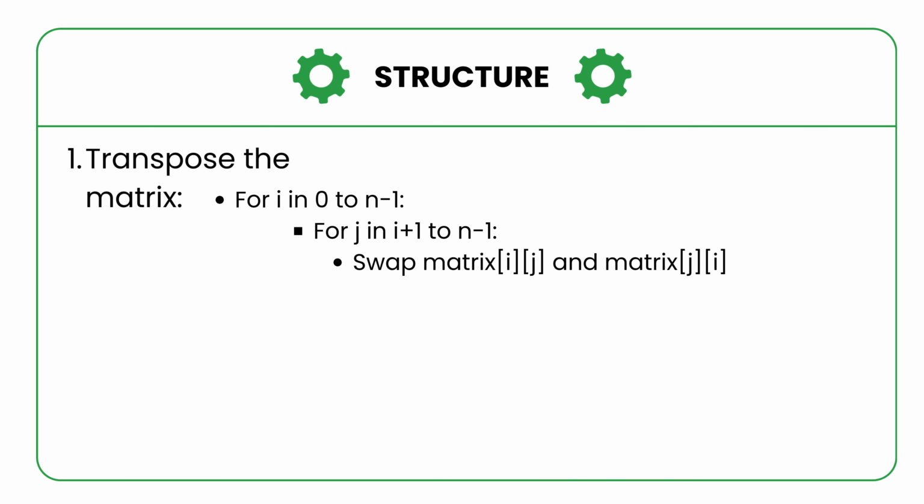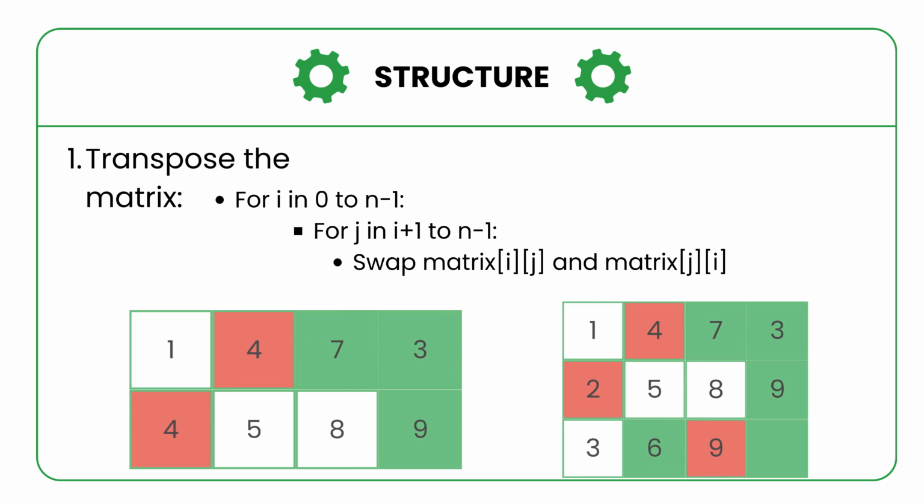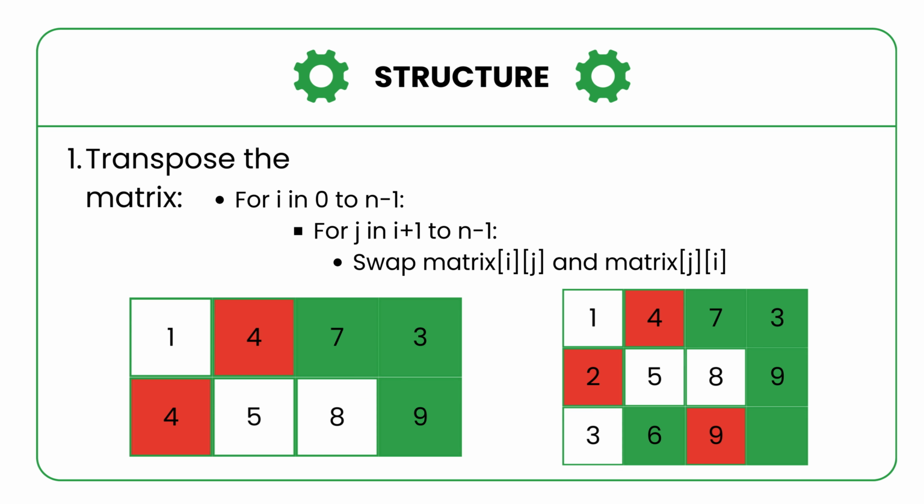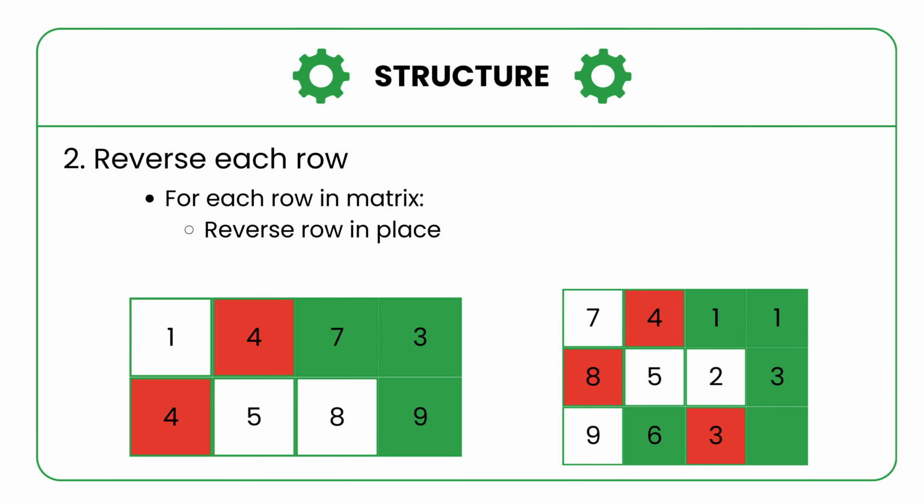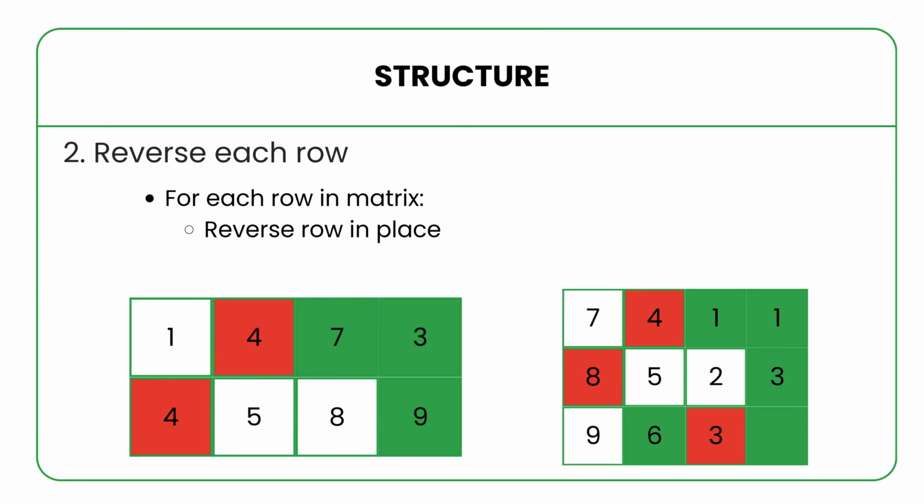Transpose the matrix: for i in 0 to n-1, for j in i plus 1 to n-1, swap matrix[i][j] and matrix[j][i]. Reverse each row: for each row in matrix, reverse the row in place.